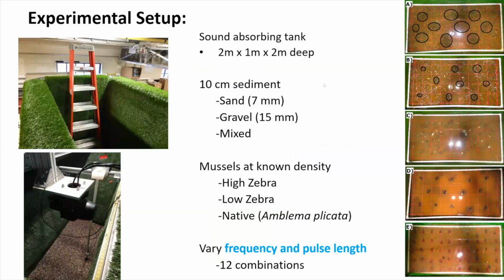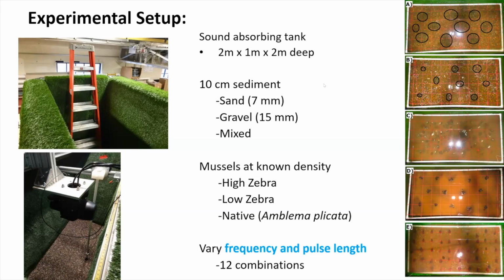That experimental setup, which was conducted in St. Anthony Falls Laboratory, looks something like this. We had a sound-absorbing tank, and yep, that is a tank that is lined with AstroTurf, but the idea is to minimize any reflections of sound off of the tank walls itself. We had different sediment placed within the bottom of this tank, and then we had zebra mussels at different densities. High zebra mussel density, low zebra mussel density, and then we also set up an experiment with native Threeridge and Blema plicata mussels contained within the substrate.